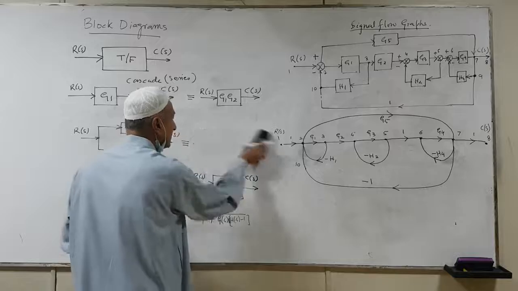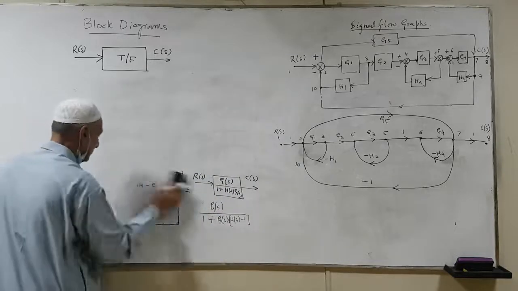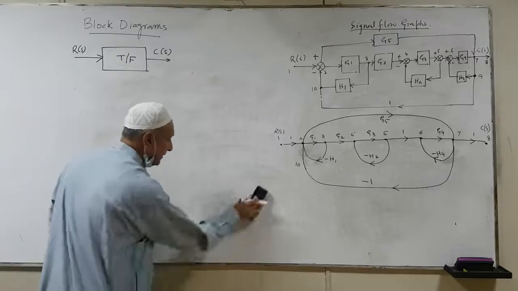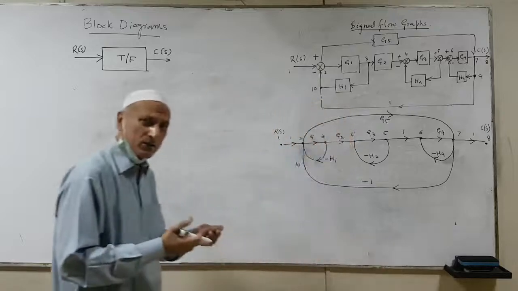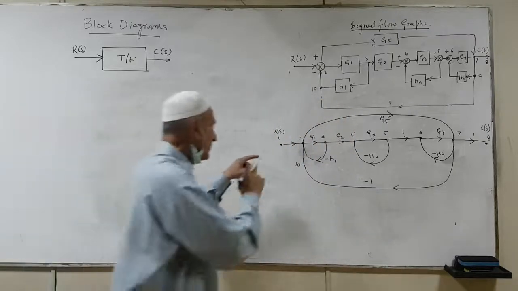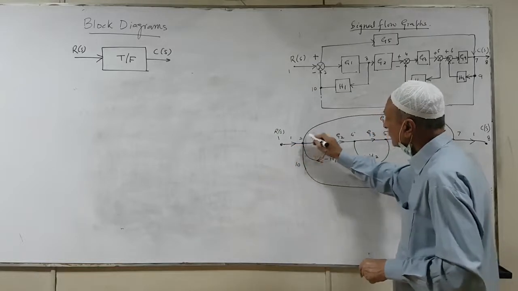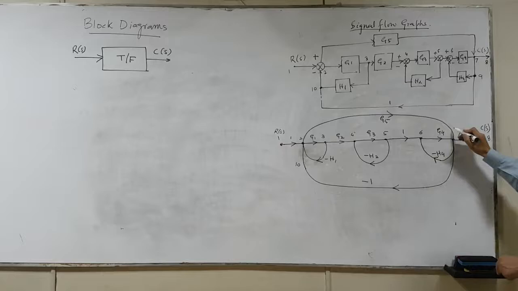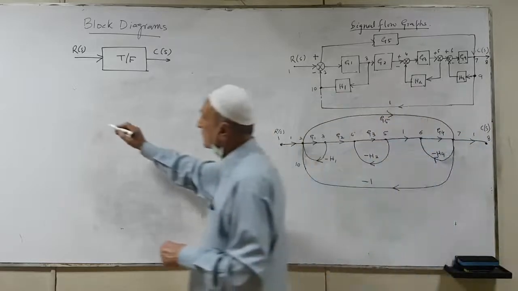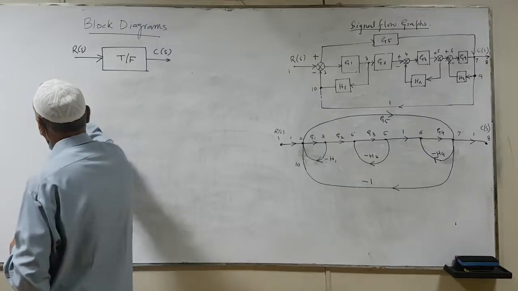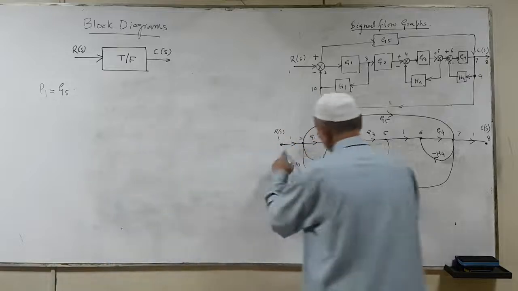Now once we have done that, we get the total transmittance of the forward paths. There are in fact two forward paths. The forward path starts from 1 and goes like this, ending at the output. This is one forward path, so path number 1. For path number 1, the only transmittance is G5. Then we have another forward path.